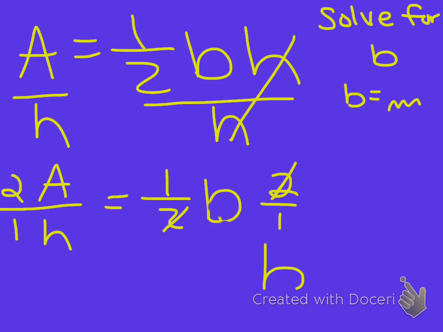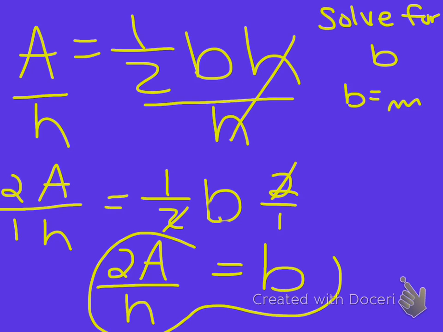b is left by itself. Now, this is the part that people usually get confused with. How do I write this? Just leave it how it is. 2a. If you don't want the 1 there, you don't have to, but you can write it over h. Okay, got it. And we're not really making it look prettier. In some cases, it looks worse. But we've solved for b. So now, if you knew the area and the height, you could find the base of that triangle. Okay. All right? I like it the way it was already.